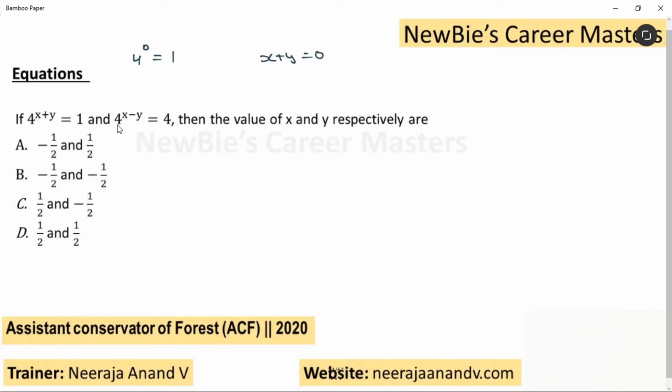Now, let's come here. 4 power x minus y is equal to 4. How is it possible? Think. Yes, the x minus y value should be 1. Correct? See? 4 power 1 is 4. So this value should be 1. Understood? Very simple. Now, solve these two equations and get the answer.